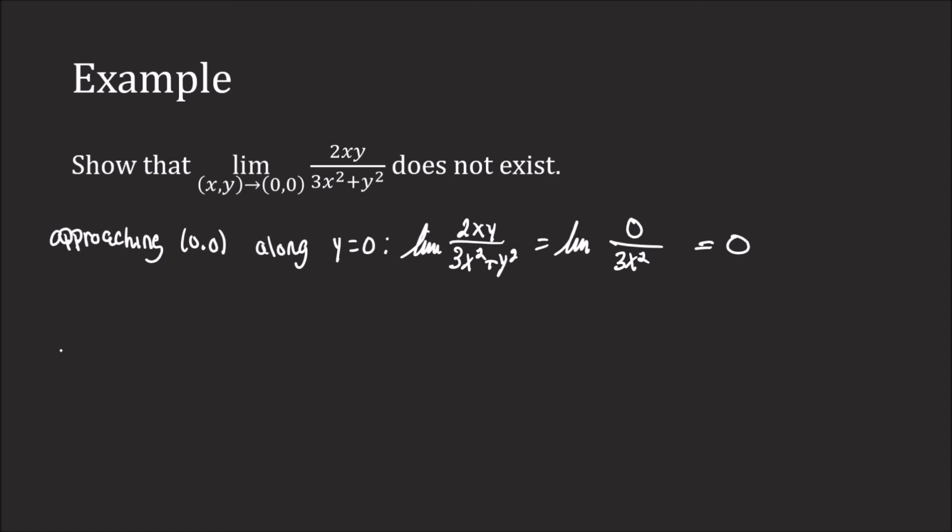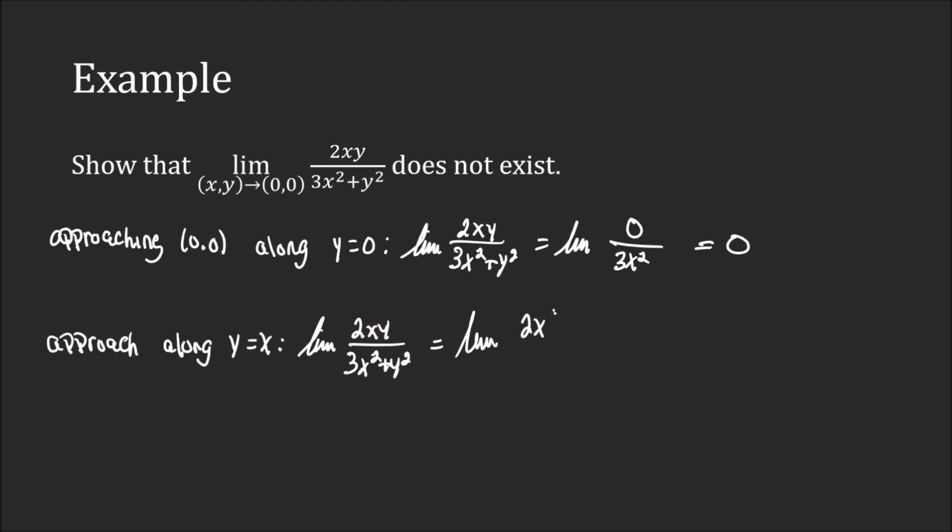Okay, well now, what happens approaching along the line y equals x? Well, now our limit would be the limit of 2x times x over 3x squared plus x squared. So this becomes the limit of a half, which is 1/2.